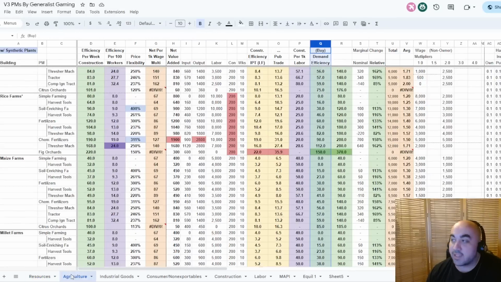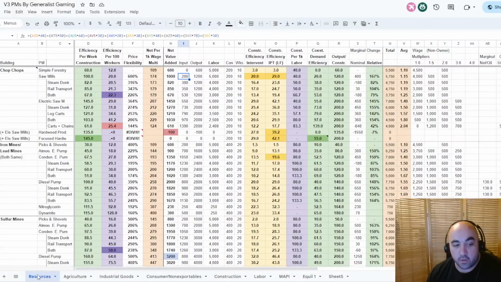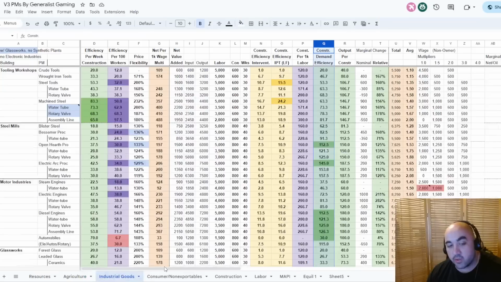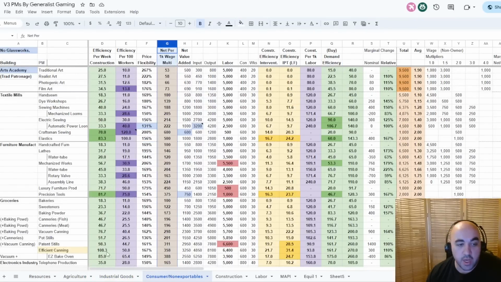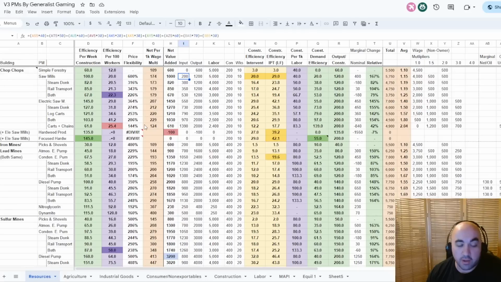And we do have separate sections for resources: agriculture, industrial goods, consumers, non-exportables. In these, you will notice there's a lot of color coordinating and a lot of highlighting. Anything that's highlighted, I'm trying to draw attention to. So, for example, chainsaws is an absolutely terrible PM. It's a labor-saving PM that actually makes the building less efficient per worker. There's basically no reason you should turn it on, and it is highlighted in red.